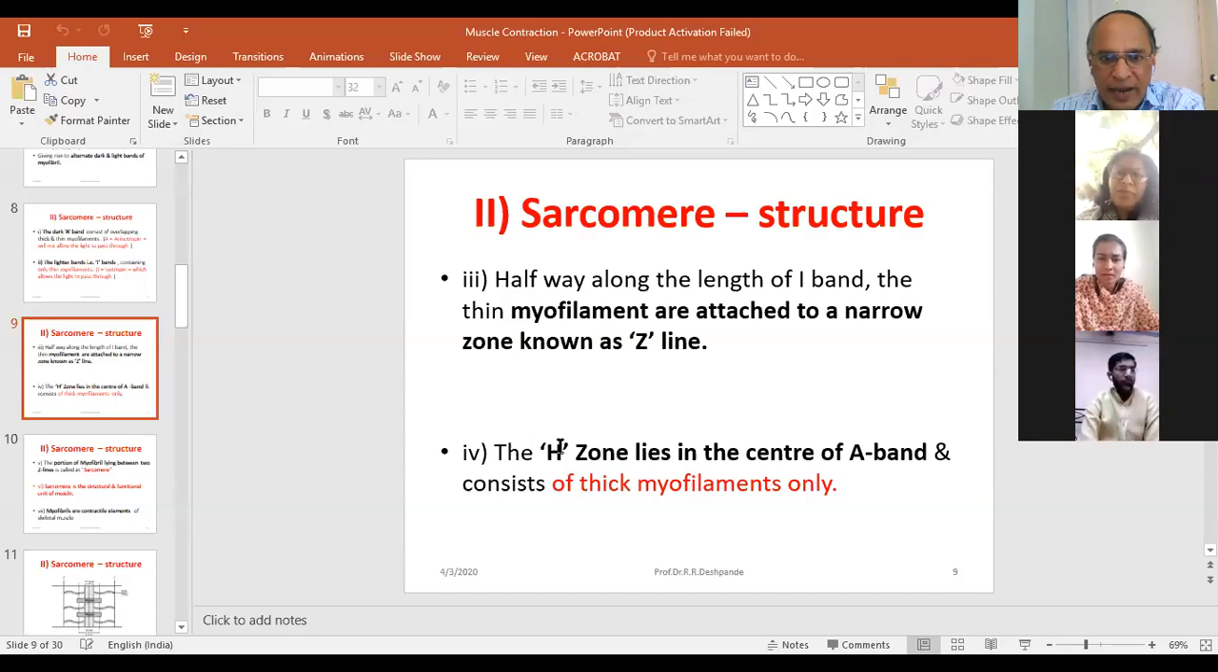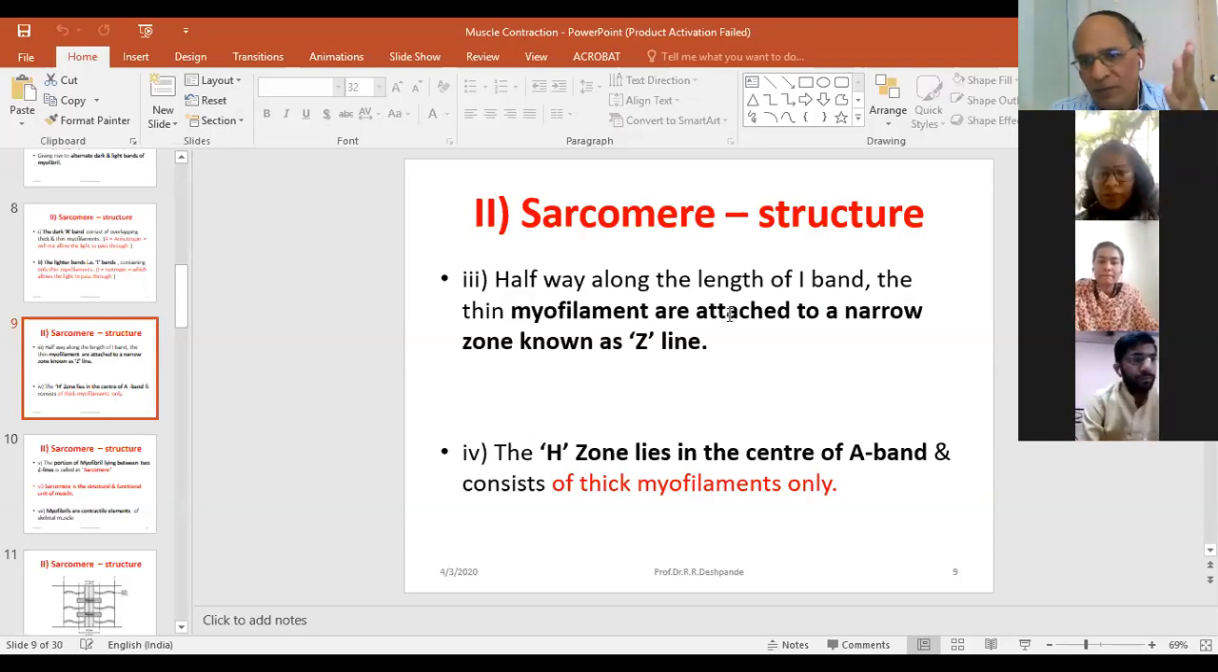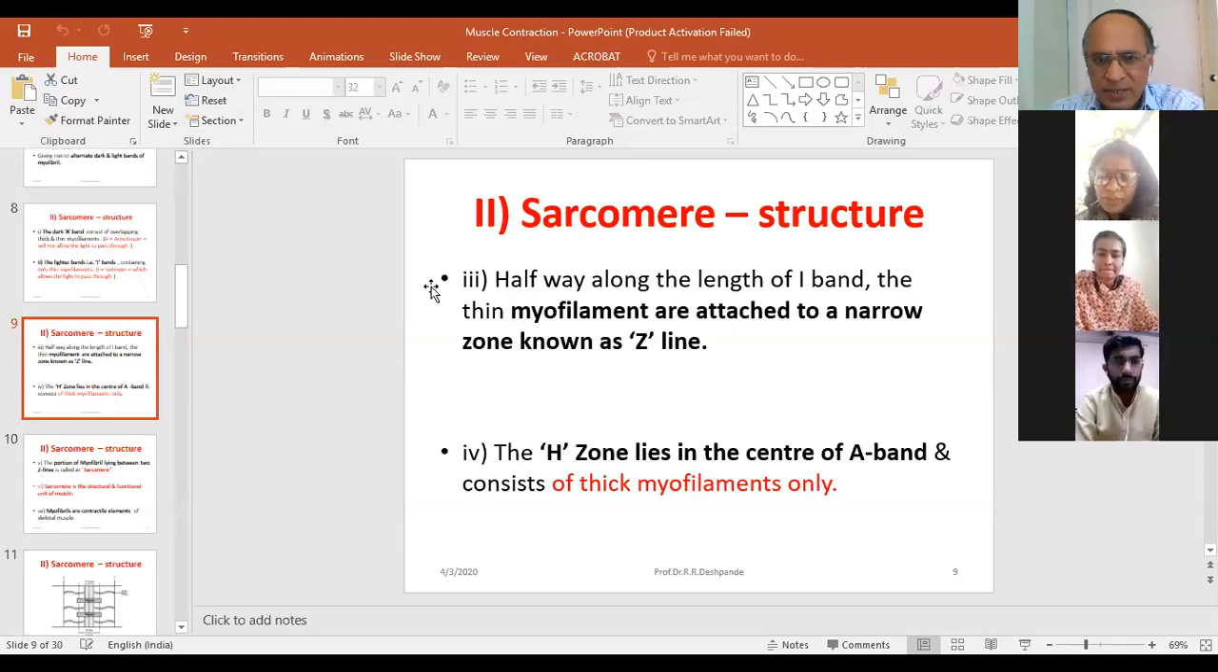Okay, and H zone lies in the center of A band. Now, this understanding is only with the figure. I am going to show you the figure afterwards. That figure you must remember in your mind. Otherwise, this description you cannot write in the examination. While looking at the figure, you can write it down.